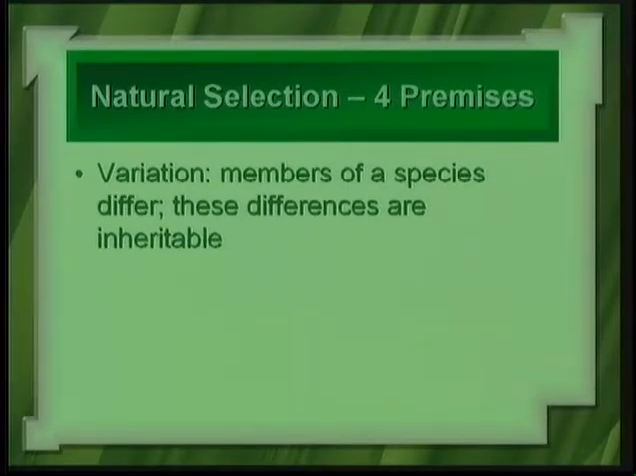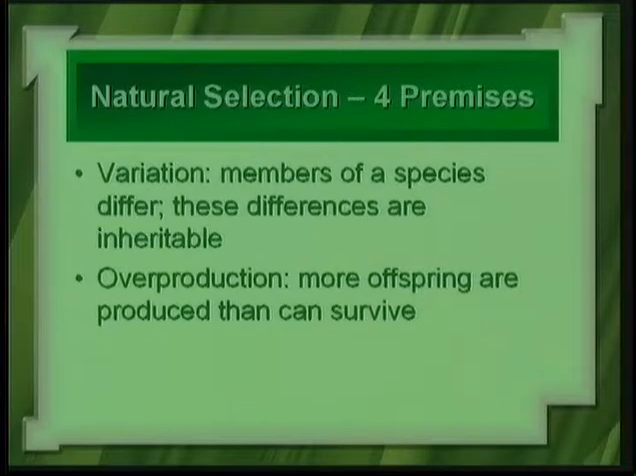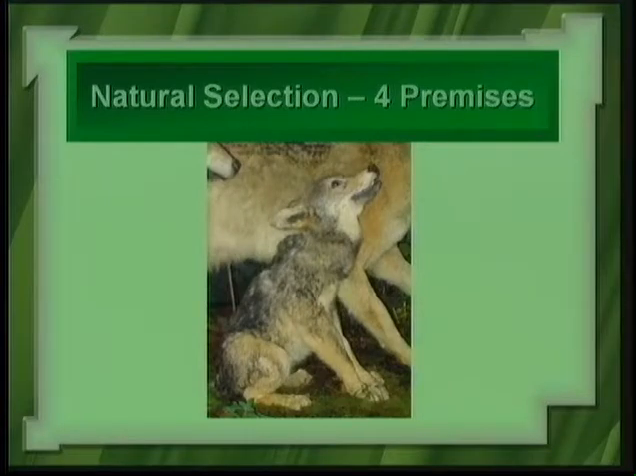Anyway, so next part is overproduction. The first part has to do with variation. The second part has to do with overproduction of offspring. Usually more offspring are produced in nature than can possibly survive. That's a sad thing. So here we have a little picture of a wolf cub with one of its fully grown parents. You can see this is probably another young wolf.